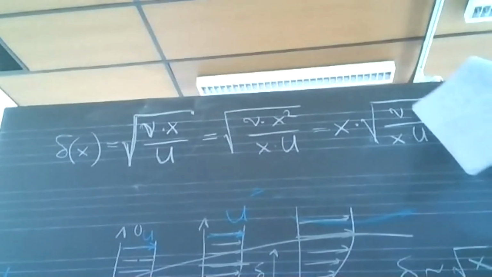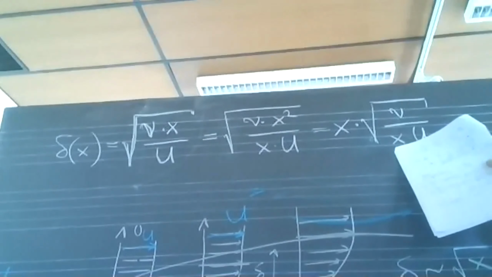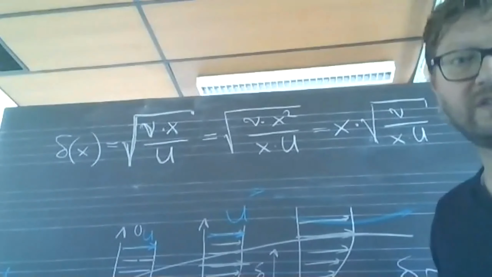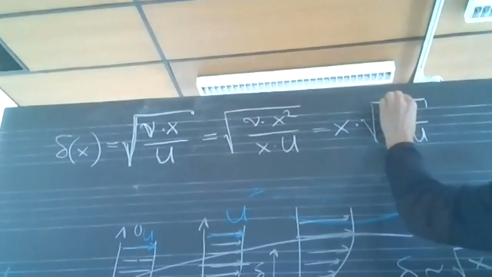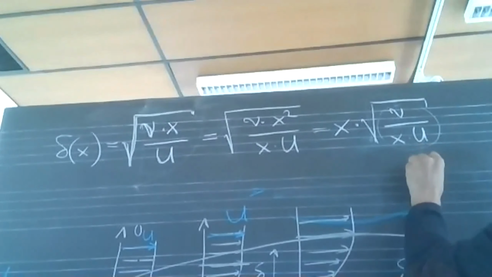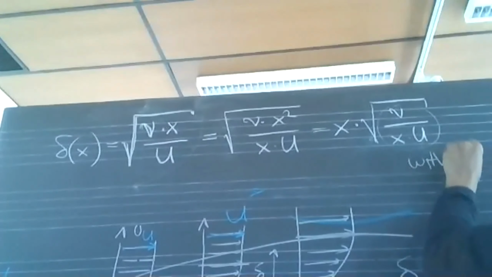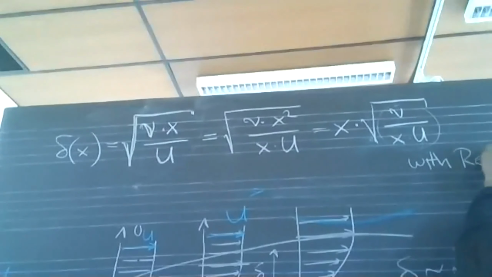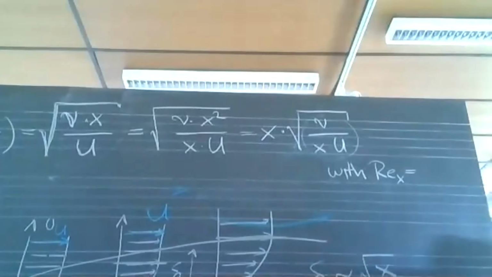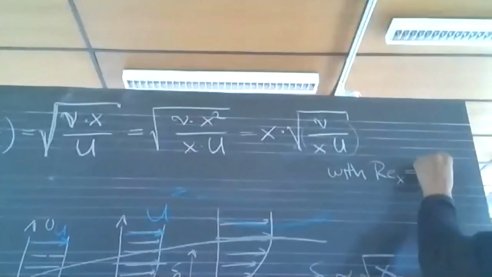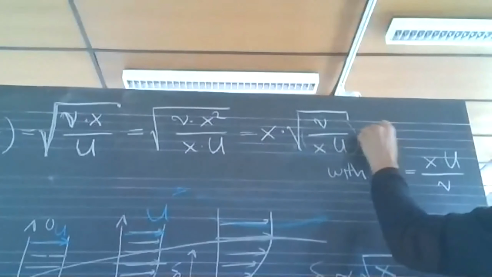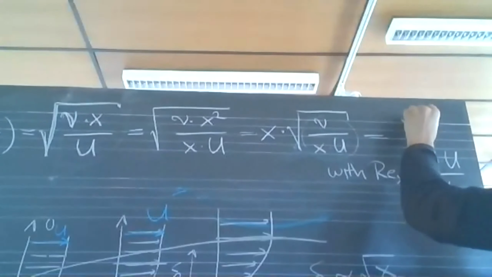So maybe you recognize what we have here. We have a length times a velocity, and on the other side we have a viscosity. This is like a Reynolds number, or the inverse of a Reynolds number. If we define Reynolds x, put the subscript x to indicate that it's the Reynolds number with x. If we define Re_x as x times U divided by nu, then we can just write this like that.